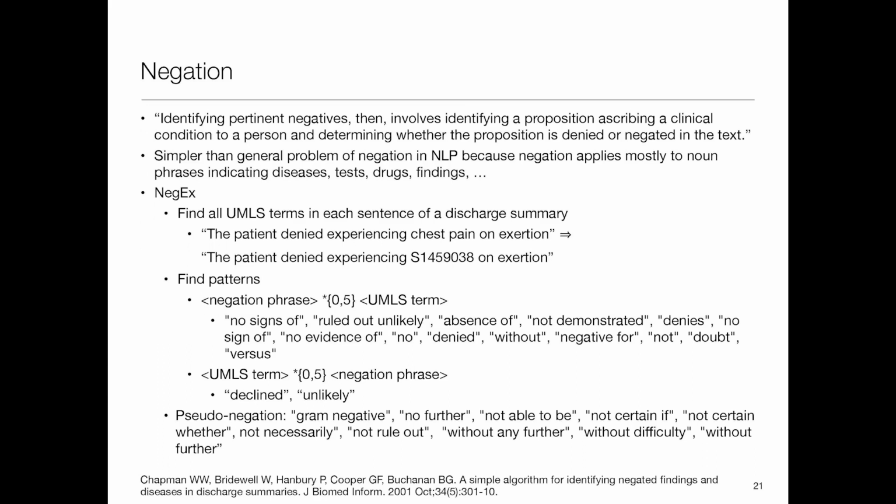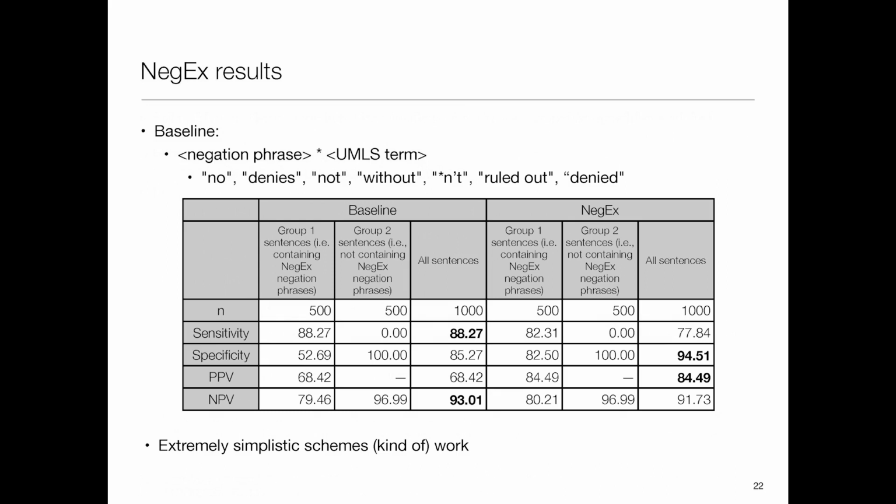And then they hacked up a bunch of exceptions where, for example, if you say gram negative, that doesn't mean that it's negative for whatever follows it or whatever precedes it, right? Et cetera. So there are a bunch of exceptions. And what they found is that this actually, considering how incredibly simple it is, does reasonably well.